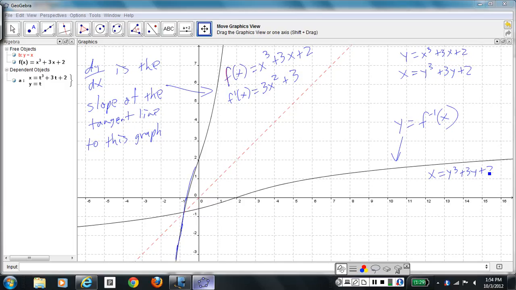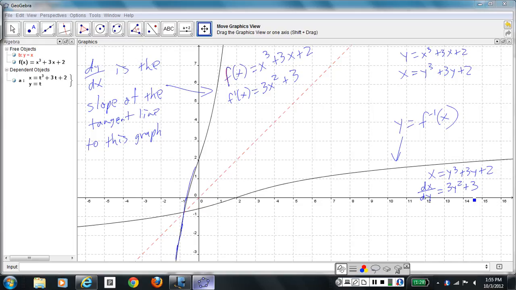That's the equation that's the graph of, but we just don't have an explicit expression for y in terms of x, but we can come up with an expression for dy/dx in terms of at least x and y. Here's what we do. We find dx/dy. dx/dy equals 3y squared plus 3. Okay, maybe a little bit unsatisfying.